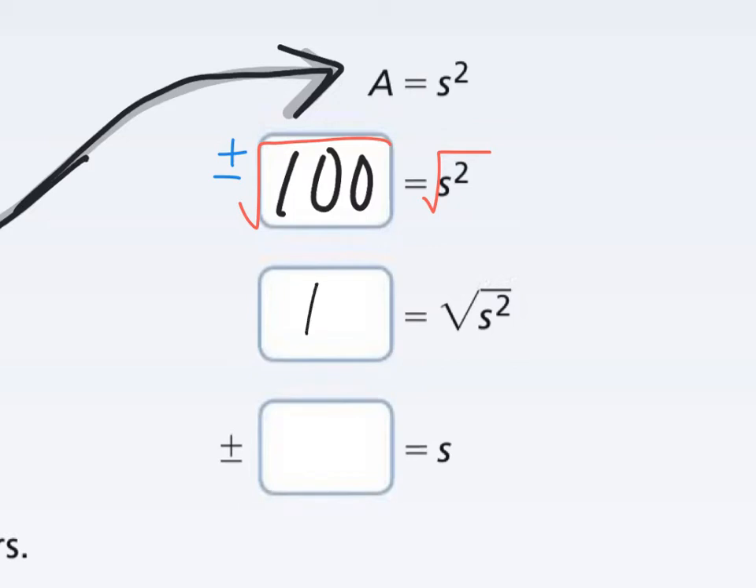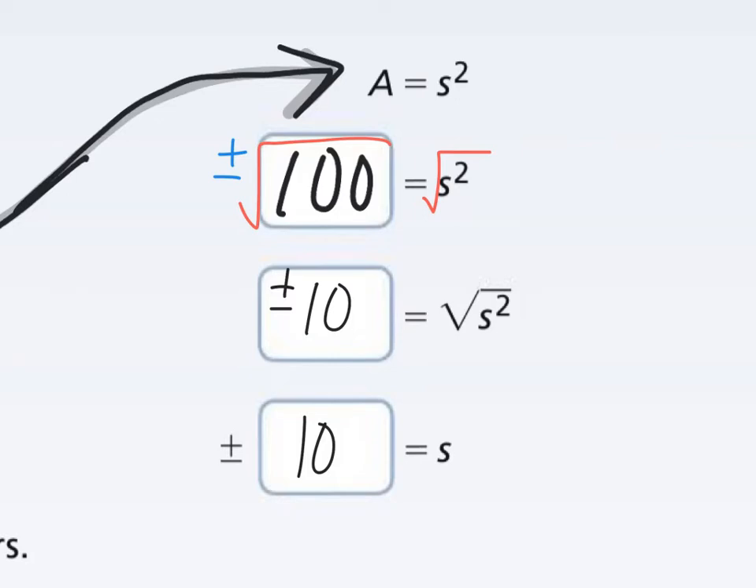So that would be 10. 10 times 10 equals 100. We'll keep our plus or minus there. And then on the other side, instead of the s squared, they could have just put s, because the square root of s squared is s. I think maybe they're wanting us to do something different on that step, but anyway. So we get to this point, we got plus or minus 10.